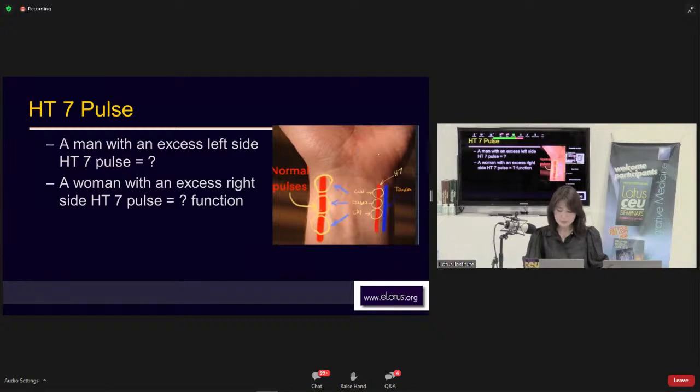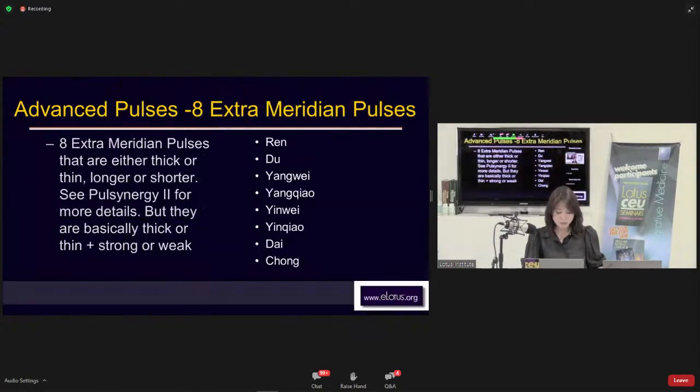Okay, let's keep going. So these extra pulses, you don't really need to know, okay? Just know that there is such a thing, but you don't really need to know it yet because this is all extra information. What I want you to still focus on are just mainly the 寸关尺. Trying to figure that out is already difficult.